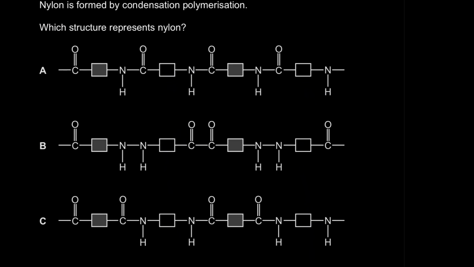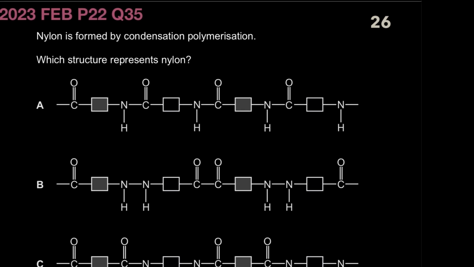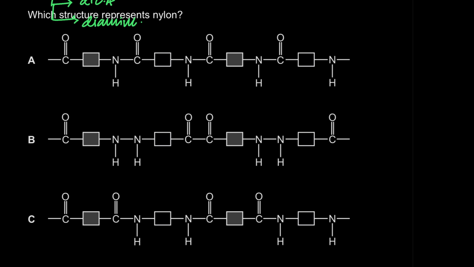Next. Nylon is formed by condensation polymerization. Remember, nylon is made up of two monomers. Number one is a dicarboxylic acid and the second monomer is a diamine, right? So what you need to do is put a cut at the linkages, not the ester linkage, to find out both the monomers, to find out which structure is of nylon, right? So let's put a cut at the linkages here.